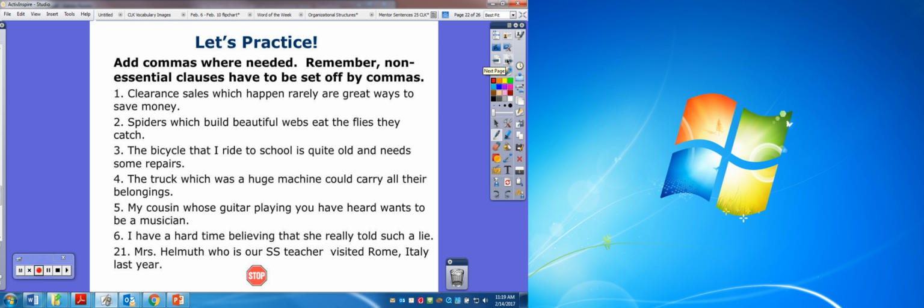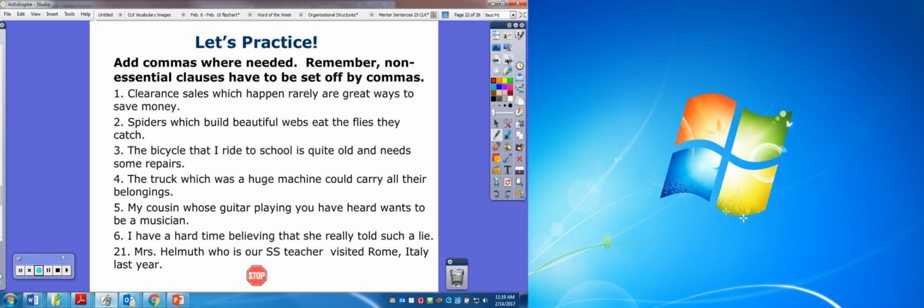Let's practice. We're going to add commas where needed. All of these sentences have a relative pronoun in them, okay? But some of them are essential clauses and some of them are non-essential. Non-essential clauses have to have commas around them.